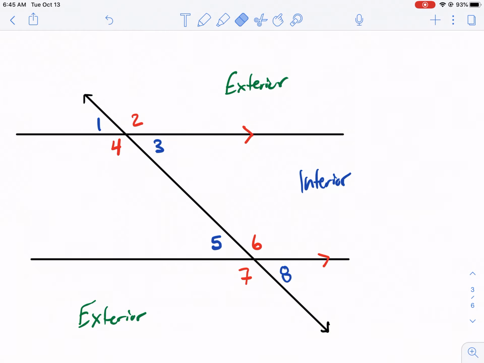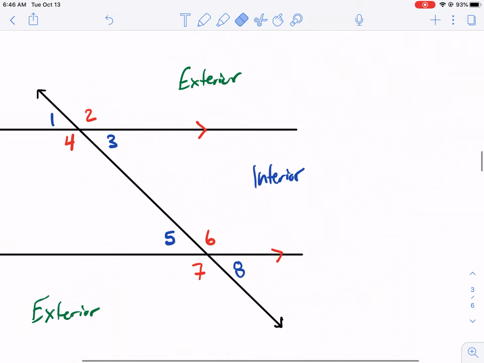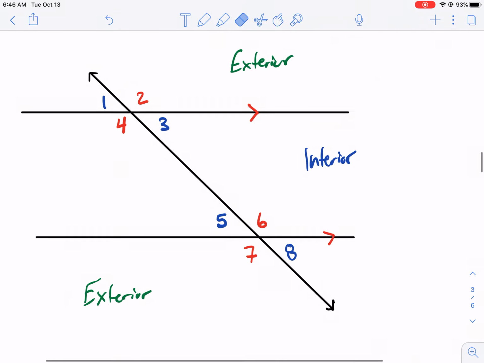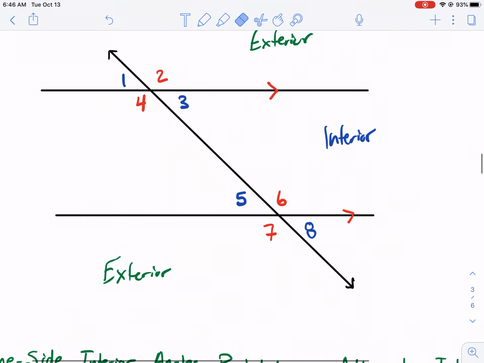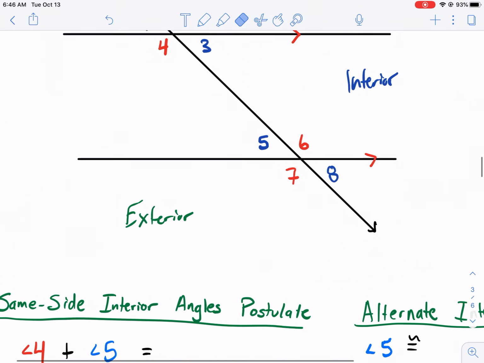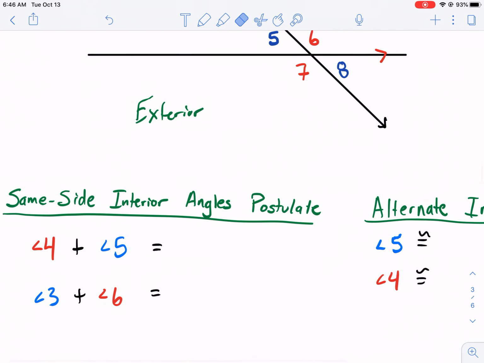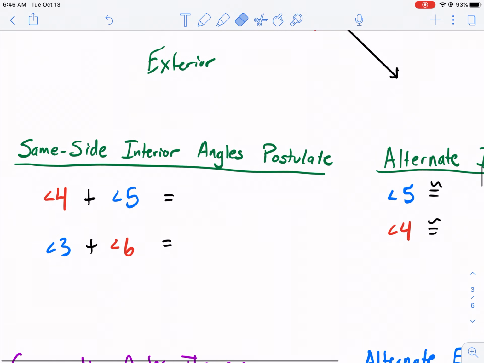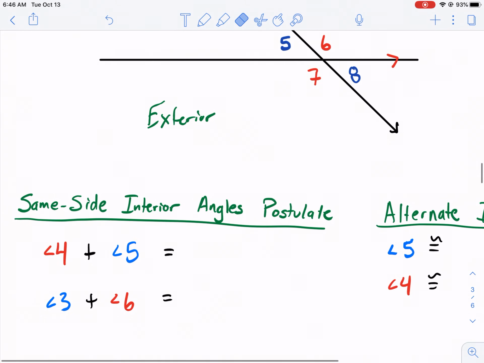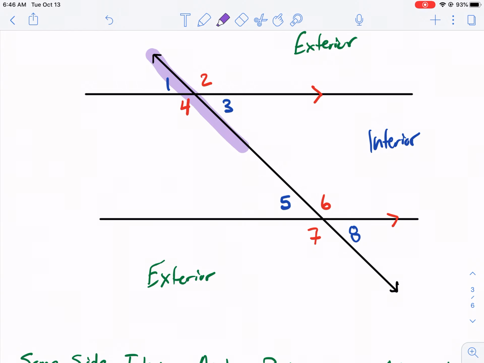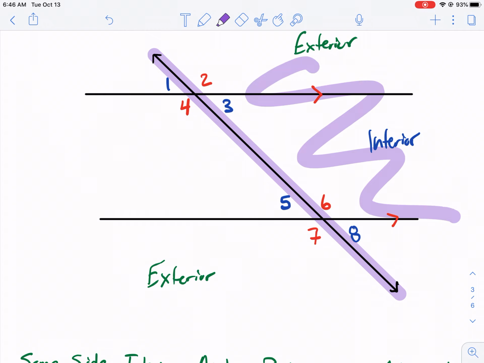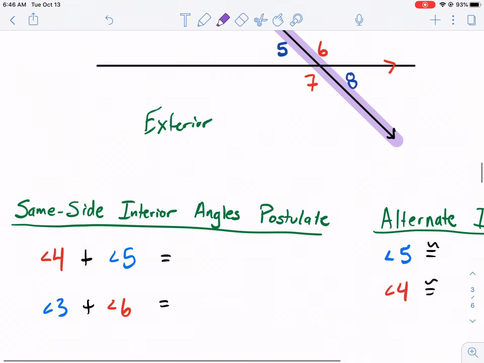Okay, so I'm going to erase this, because that's what you're going to see. You're not going to have that. I'll leave the interior exterior up there. But we're going to talk about these angle relationships and how all these angles relate to each other. Okay, so we have same side interior angles postulate. Let's talk about what that means. So same side, that means the same side of the transversal. So if we have this transversal here, we're talking about the same side of it, okay? So either the left side or the right side, okay?